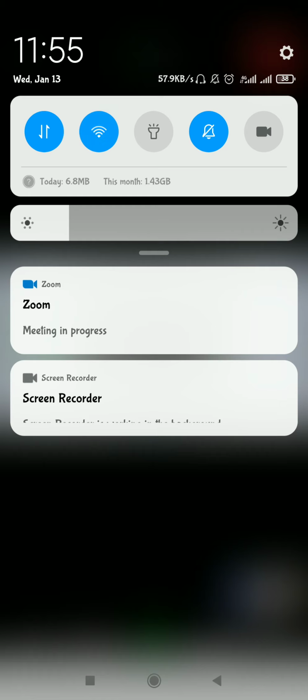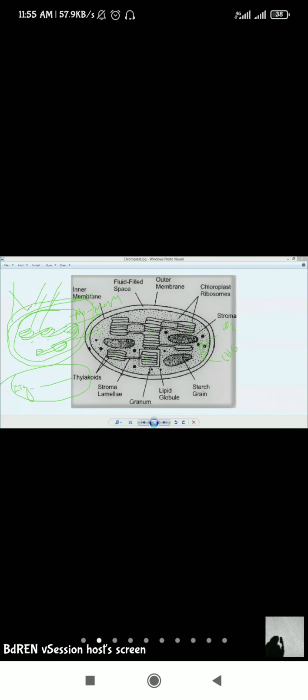You just make it, label it. What is it? Without it, it will not be counted. Do you got the point? Yes, sir. So first, when you're going to draw, first give the name. Then what is it? Okay, what is it?